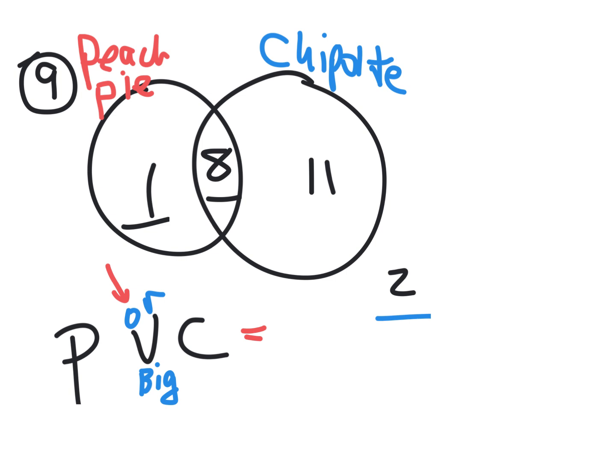It's 8 plus the 11 plus the 1, so it's 20. Who had 20? Raise your hand if you're getting this. You added 20. Okay, good. Then what's the other kind of question?